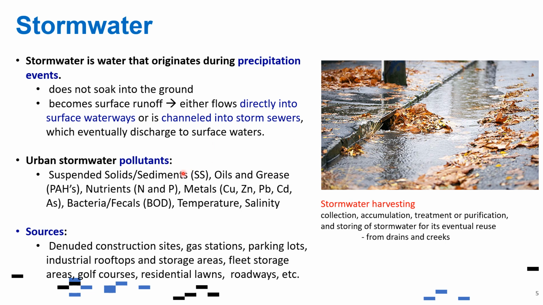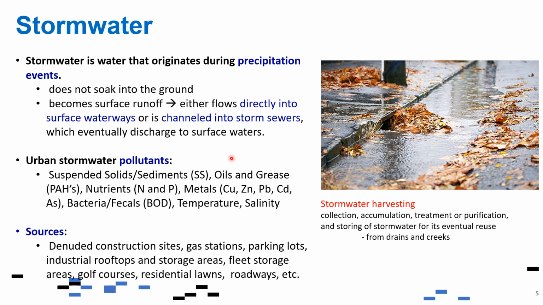In stormwater, some of the pollutants are suspended solids, some oils and grease coming from the roads, some salts even, some nutrients from irrigation, metals from a mining company, for example, where there has to be a runoff, and also a lot of bacteria that are available on the surfaces, and salinity, and so many others.